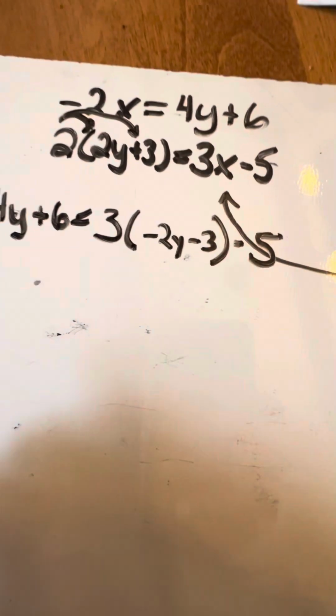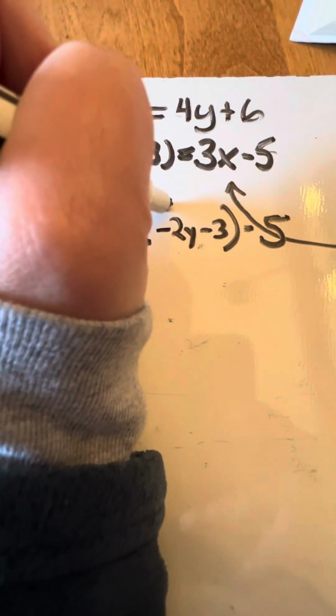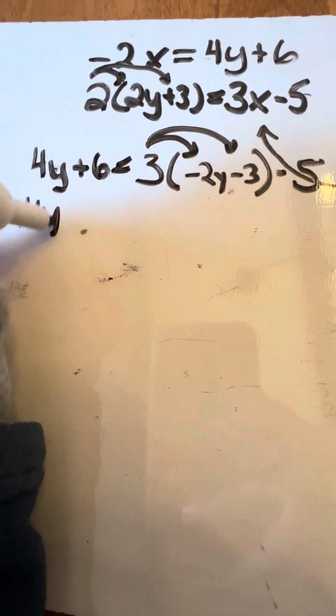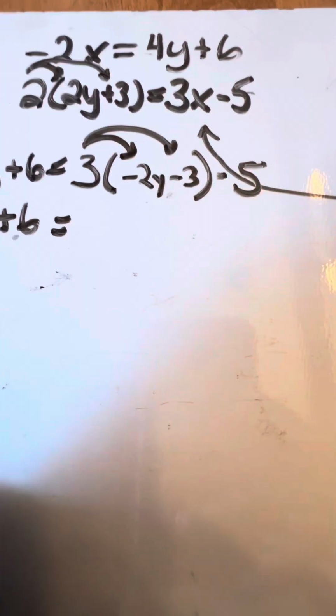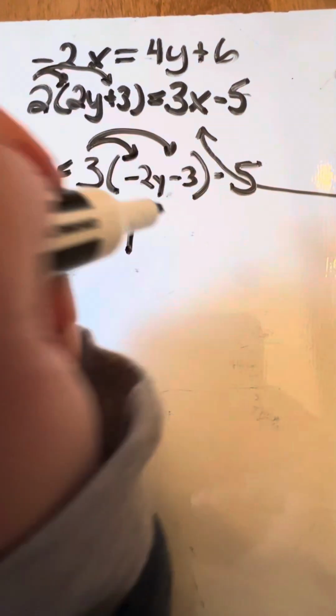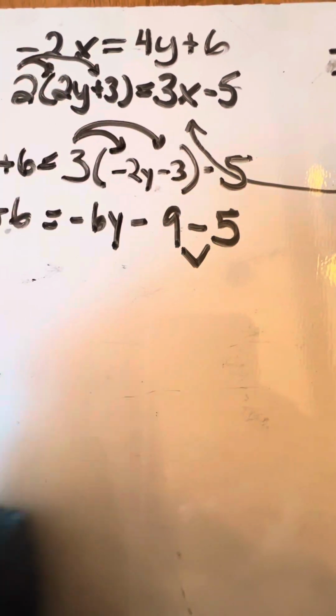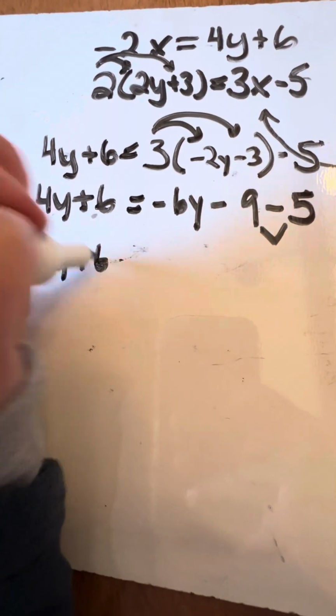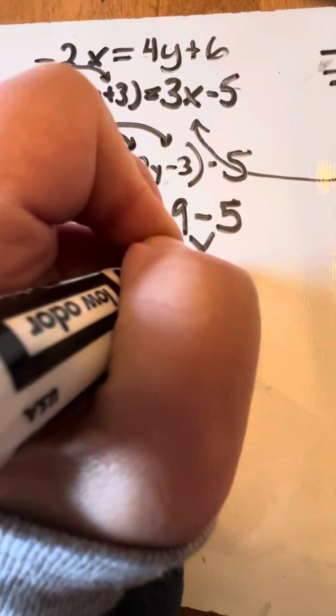All right, we are going to distribute here. And then we're going to get that 4y plus 6 over here. We're going to do the 3 times -2y, which is -6y. 3 times -3, which is -9, minus 5. We'll combine those like terms here, leaving me with 4y plus 6 equals -6y. And then this is going to be -14.